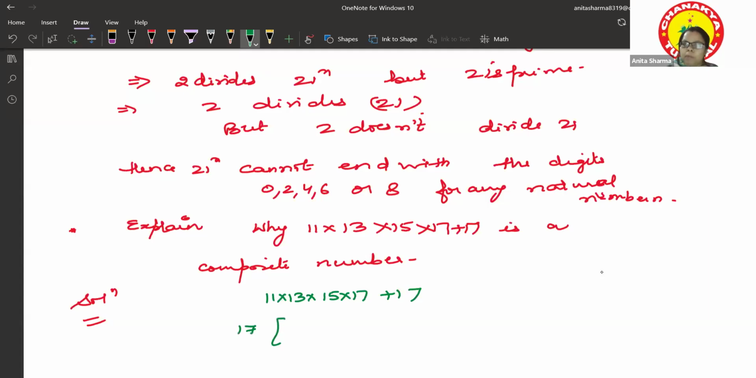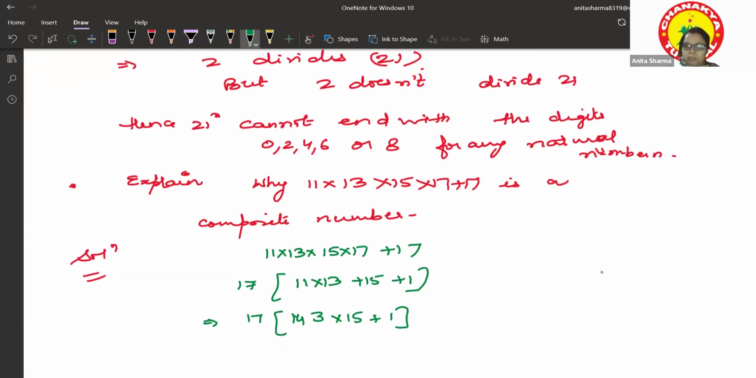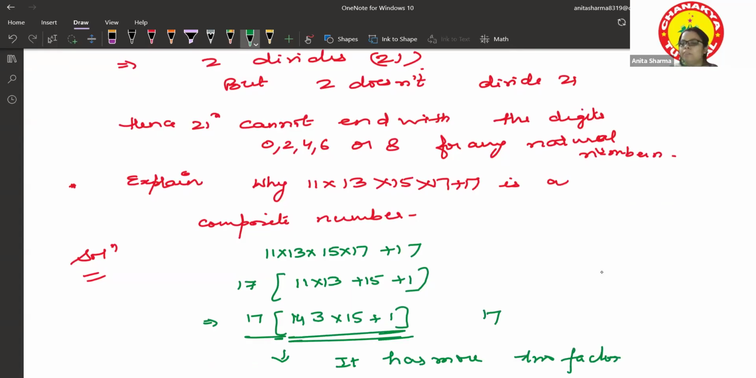You will take 17 common. So 17 into (11 into 13 into 15 plus 1). Now multiply 11 into 13: 11 3s are 33, 11 1s are 11, so 143, into 15 plus 1. Now by this, you will get to know that it has more than 2 factors. How? After simplifying this bracket, you will get 17 as a factor, 1 as its factor, and another this number. So therefore it has more than 2 factors, so therefore it is a composite number. Clear, beta?